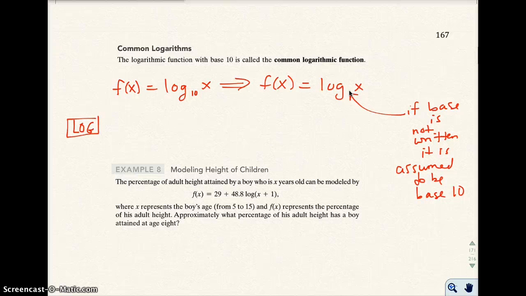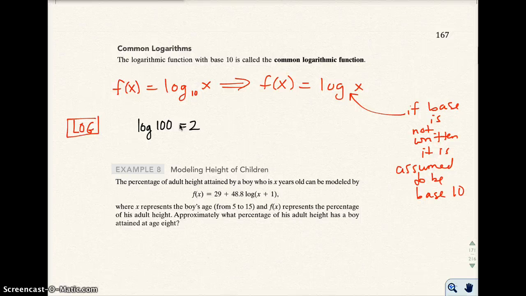So if I have log of 100, again, we know it's base 10, so 10 is the base. 10 to what exponent gives me 100 back? We know it's going to equal 2. Again, if you use your calculator and type in log 100, the calculator will assume it's base 10, and it'll give you the answer 2.